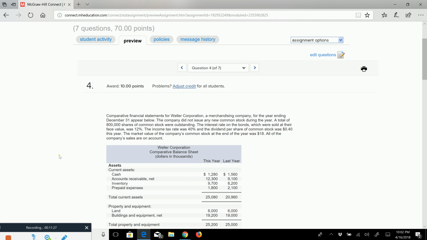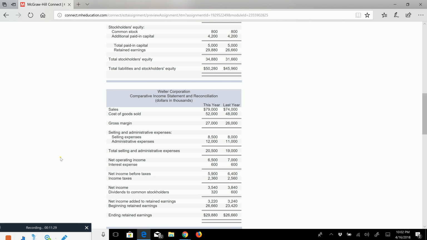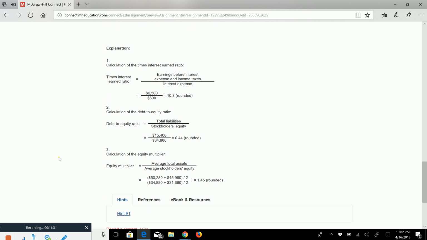Same company, same financial statements, more ratios. What we're going to do now is take a look at a few more. Times interest earned ratio. This is a ratio that is actually looked at by the banks that lend companies money. They want to make sure that this times interest earned ratio is high enough that they're comfortable this company has the ability to pay back the interest on their loan.